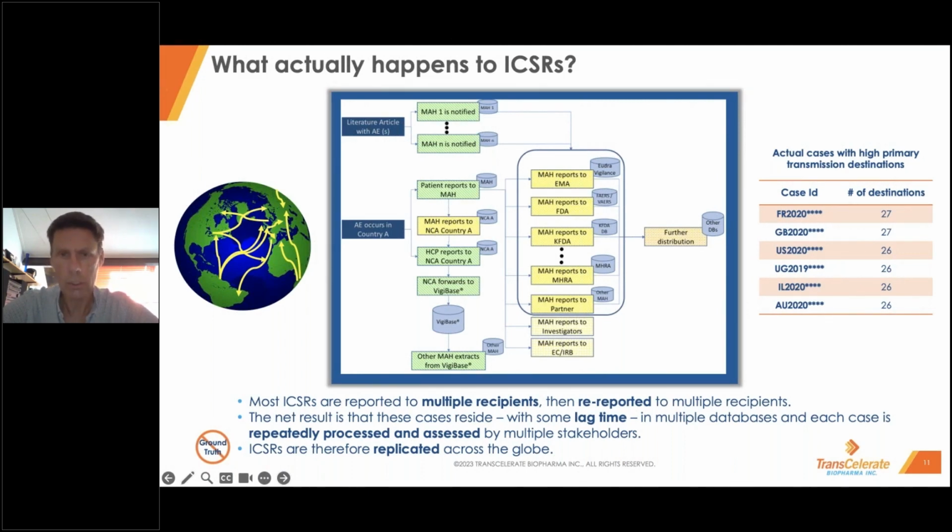That means an MAH or a health authority receives the same report, but maybe twice or 3 times from multiple parties, from the treating physician, from the patient itself, or from a partner company. That is a completely different concept and not the focus of the study that we will be presenting here. Go to the next slide.